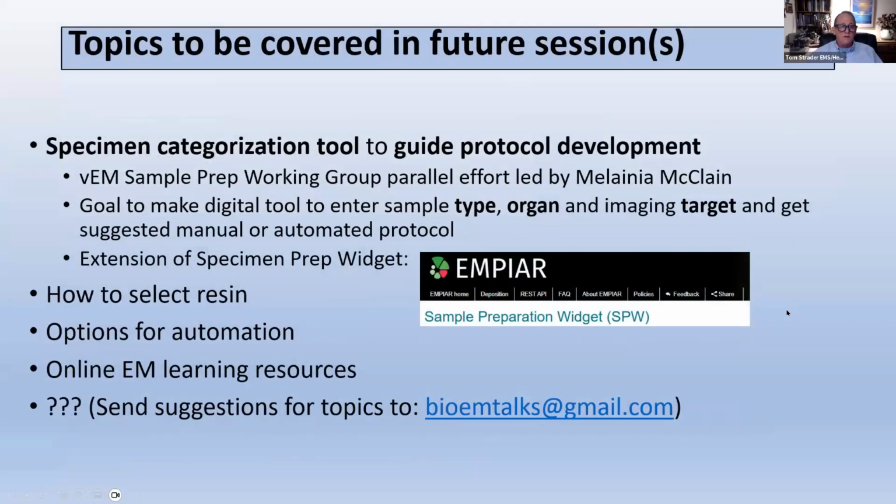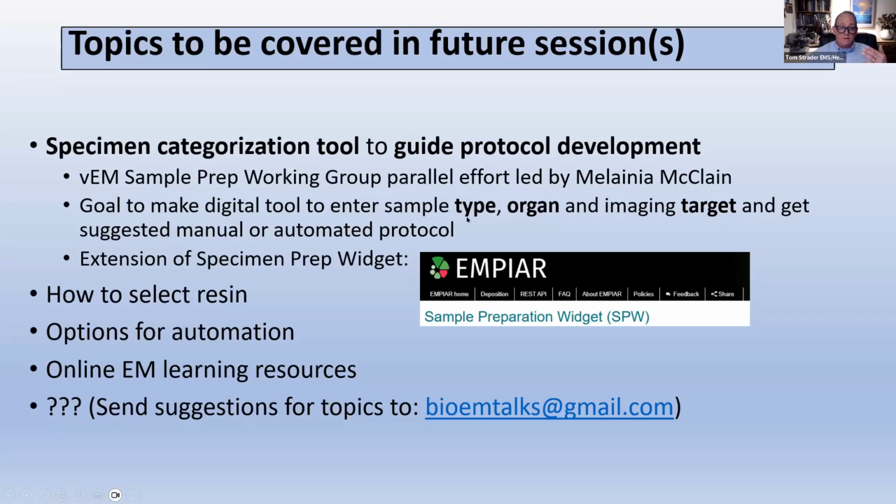What are some things we're going to cover in the future? Working with the Volume EM sample prep group led by Melania with the Empire sample prep widget people, we're envisioning, and this is not going to be an easy tool, and there's going to be a lot of pain making this, if it can be made, but a tool to guide protocol development. And right now, feasibility, we're going back to one of the earlier slides of specifying the type of sample, the organ or source material it came from, and then the imaging target.